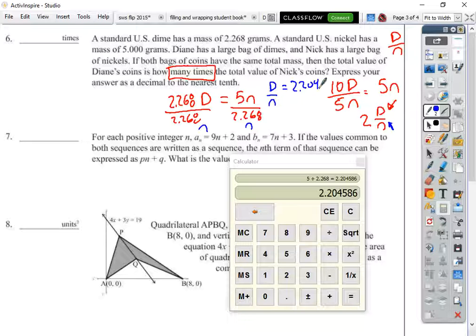Now, remember, when we talk about value, it's going to be twice this ratio. So all we have to do now is multiply this by 2, and we get 4.4. And that's it.